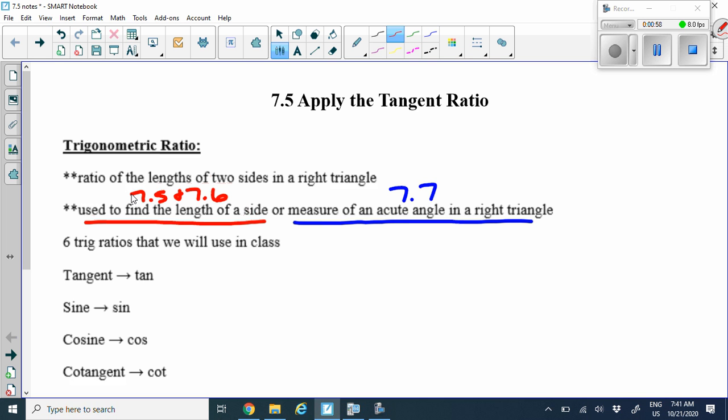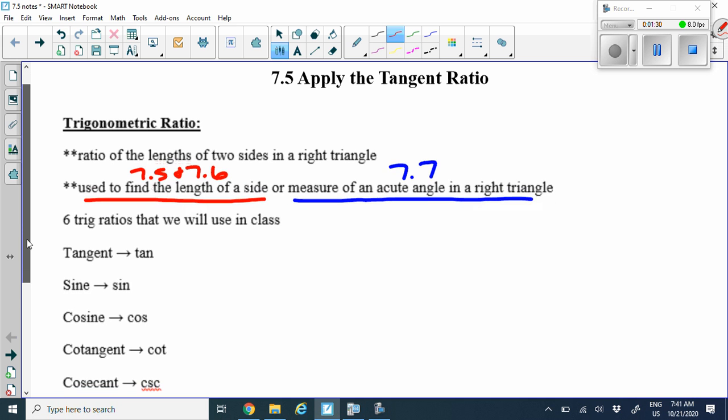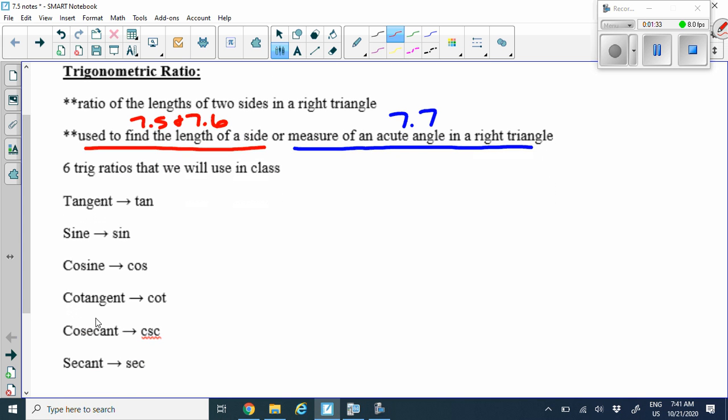Now there are 6 trig ratios. Right now, we're going to be just talking about tangent. The short version we write is tan. We don't like to write tangent every single time, so you will see the shorthand tan. Now in 7.6, you'll see sine. It says S-I-N, but don't say "sin", it is still sine even though we shorthand it. And then we have cosine, don't say "cos", it is cosine, though we shorthand it COS. The other ones are cotangent, which is COT, cosecant, and secant. Those are just some of the other trig ratios.